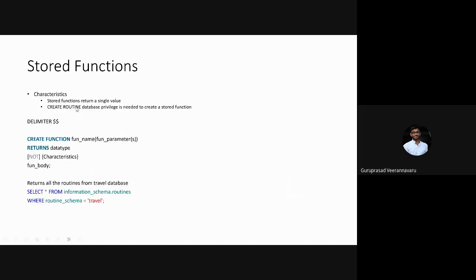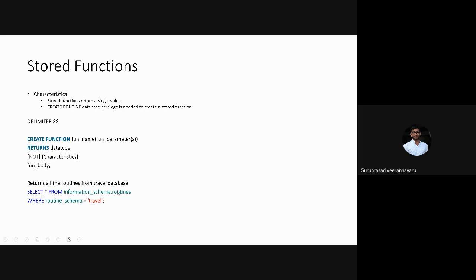And we saw what are the characteristics of a function. One is it can only return one single value. It can't return more than one value. Select queries, all of that it can't return. You need to have create routine function. We discussed what a delimiter was, why we need a delimiter. Then create function, the basic syntax, returns the data type, and we discussed characteristics like deterministic, non-deterministic, and then function body. And this was the query.